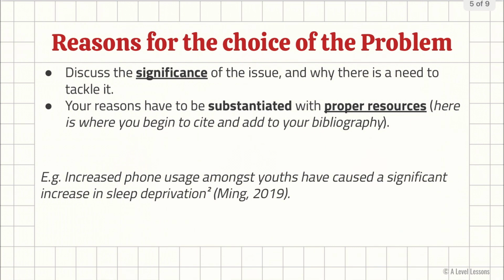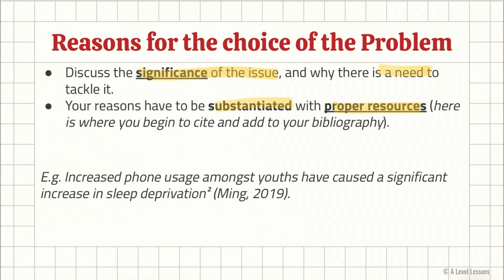So, next part, which will be your next 1.2 or whatever you're naming it, will be the reasons for the choice of this problem. So, discuss the significance of this issue that you have chosen and why there is a need to tackle it. So, your reasons have to be substantiated with proper resources, and here is where you start to cite and add to your bibliography, which we will cover if you guys need on how you can go about doing this biblio. If you do not need help, then it's also fine. We may cover it. If you guys need it, do leave a comment down below.